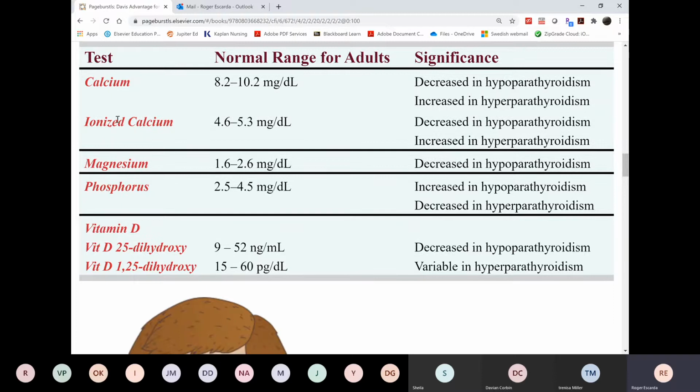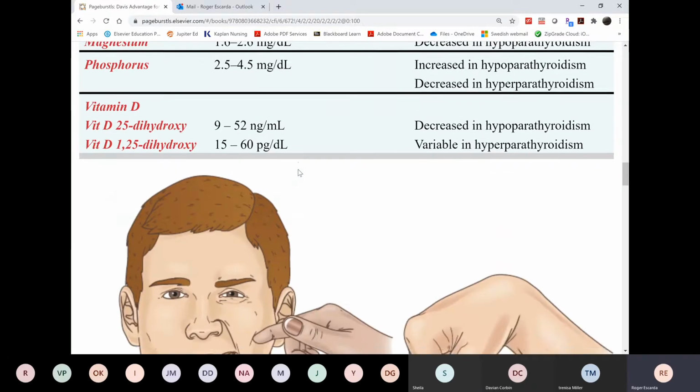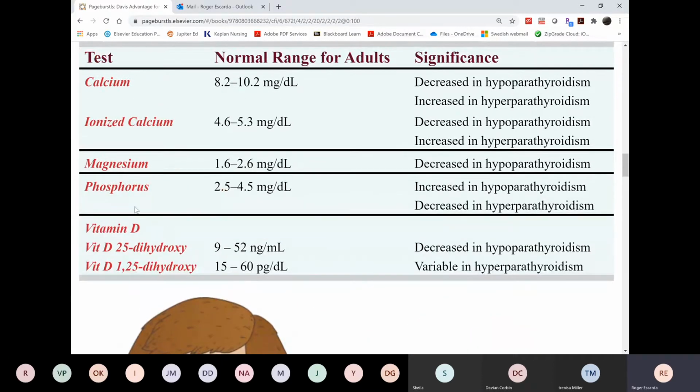Other numbers you should memorize, actually it'll be all of these, because magnesium and phosphorus also affect calcium level. We have something called hypomagnesemia, which will also cause hypocalcemia. However, phosphorus is always opposite.